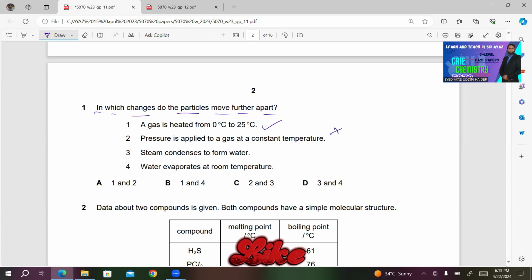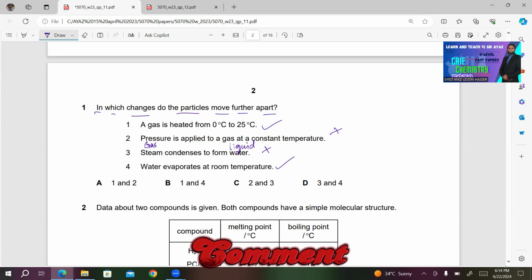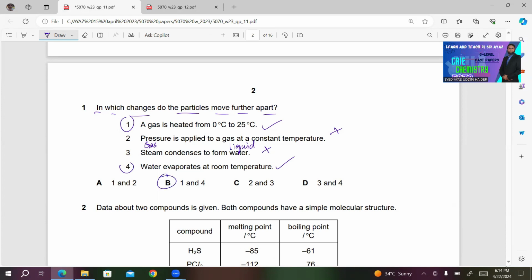3, steam condenses to form water. Steam is the gas state and water is the liquid state. And when you condense steam, it converts to liquid, which means the particles come closer to each other. They will not move further apart. So this is also incorrect. Number 4, water evaporates at room temperature. This is also correct. Water is liquid state. When it evaporates, the molecules leave the water surface, which means they will move further away. So only statements 1 and 4 are correct, which means B is the correct answer in this case.